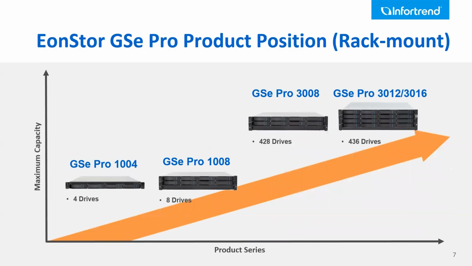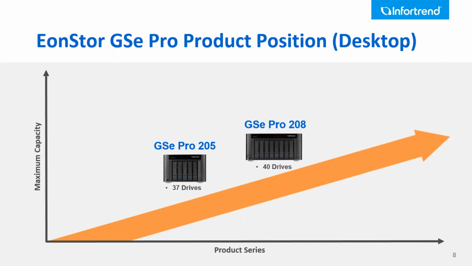EonStor GSe Pro product is a rack mount device. We offer multiple form factors for GSe Pro family from 1U 4-bay to 3U 16-bay. To reach the lowest budget, we released a non-scale-up model for 1000 series. For 3000 series, we allow a scale-up by adding expansion host port. We also provide EonStor GSe Pro desktop models, which are the GSe Pro 205 and GSe Pro 208. It supports up to 40 drives, and the slide shows the position of the following product.